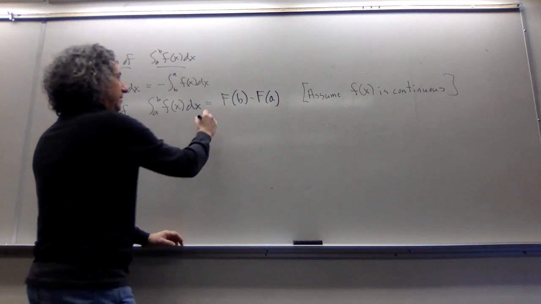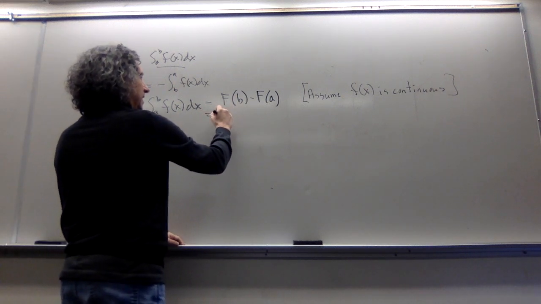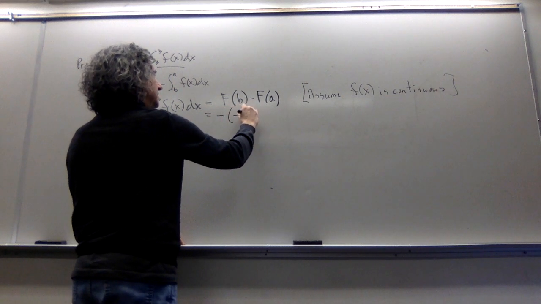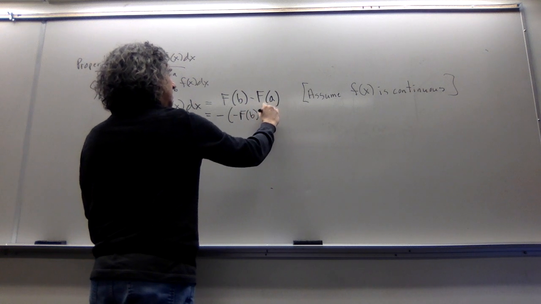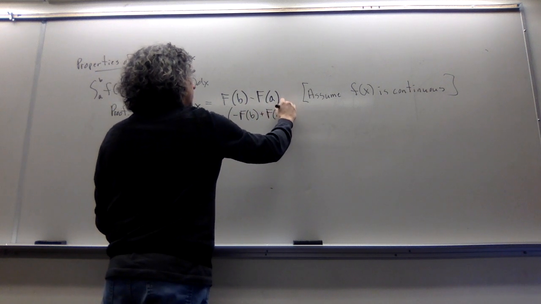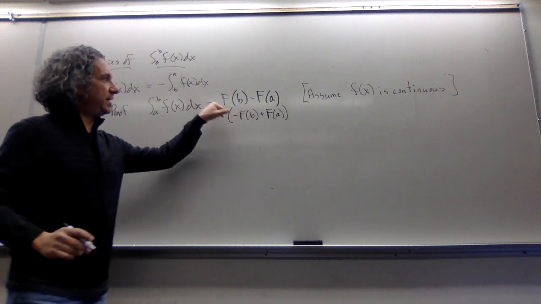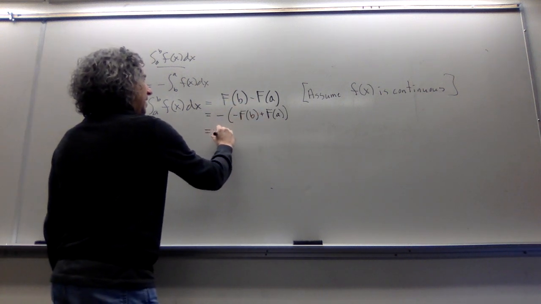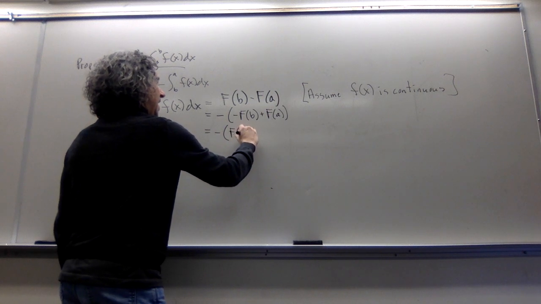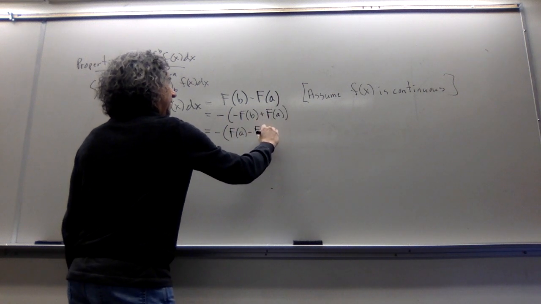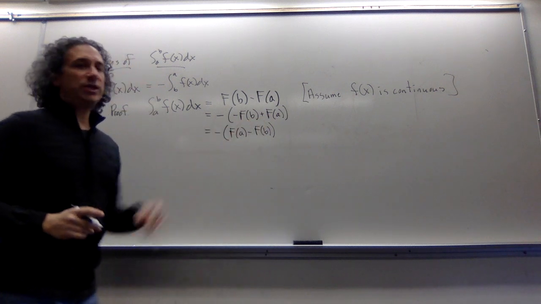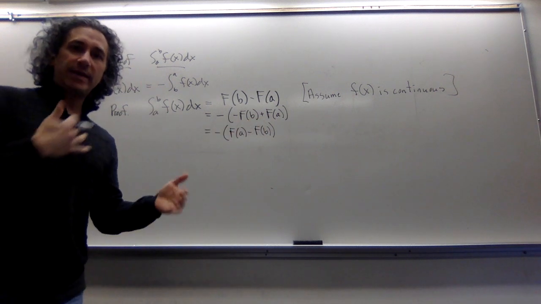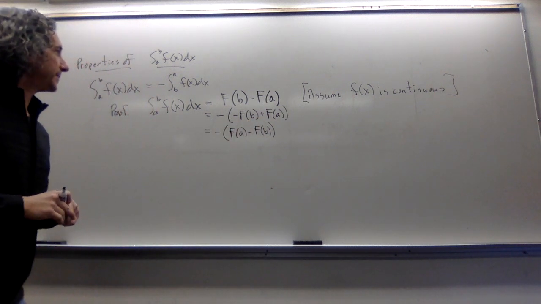All right, let's see how to do it. Well, this is the same thing as minus F of b plus F of a. So in other words, all I'm doing is factoring out a negative. But if that's the case, then I can rewrite it as big F of a minus big F of b, because addition is commutative. That means that we can reorder things.